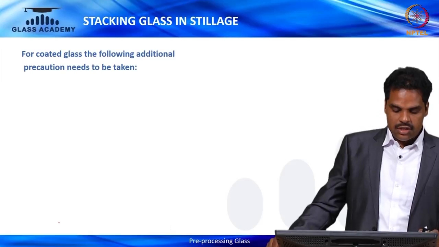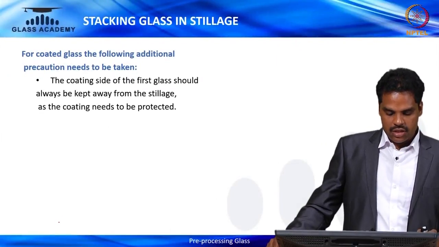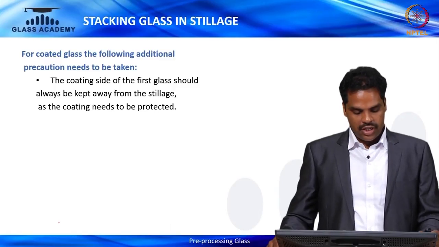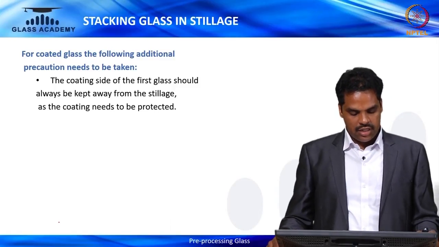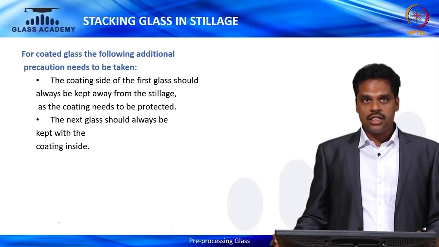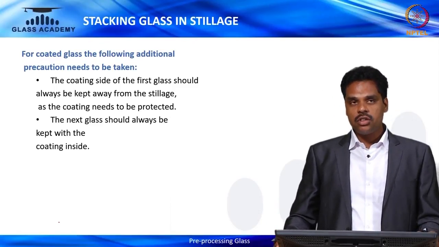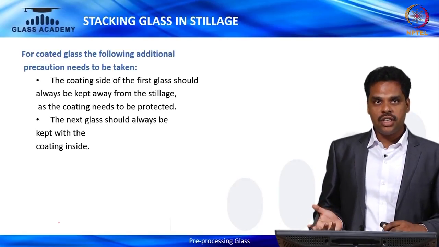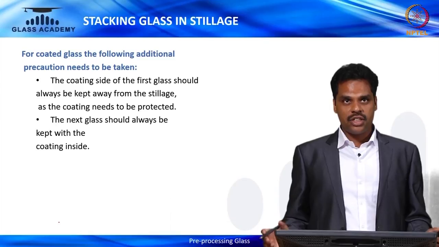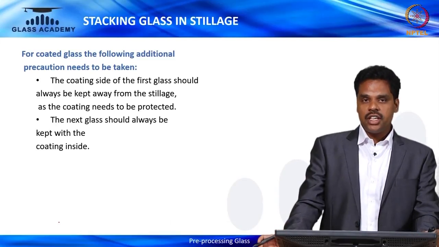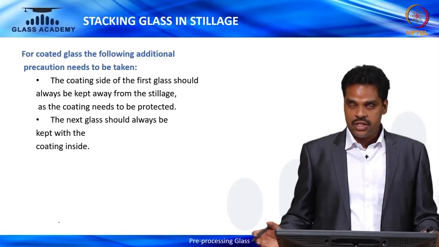For coated glass, while you are stacking, you need to take some precautions. The coating side of the first glass should always be kept away from the stillage, as the coating needs to be protected. So when you are placing the first glass, it should be in a reverse direction, because the coating part will come in contact with the trolley, and there are chances for coating damage. And the next glass should always be kept with the coating inside. Please ensure this while stacking.